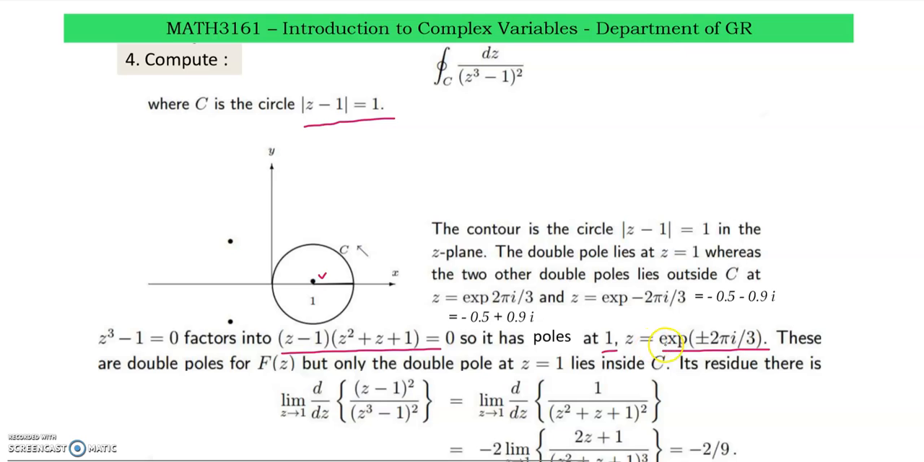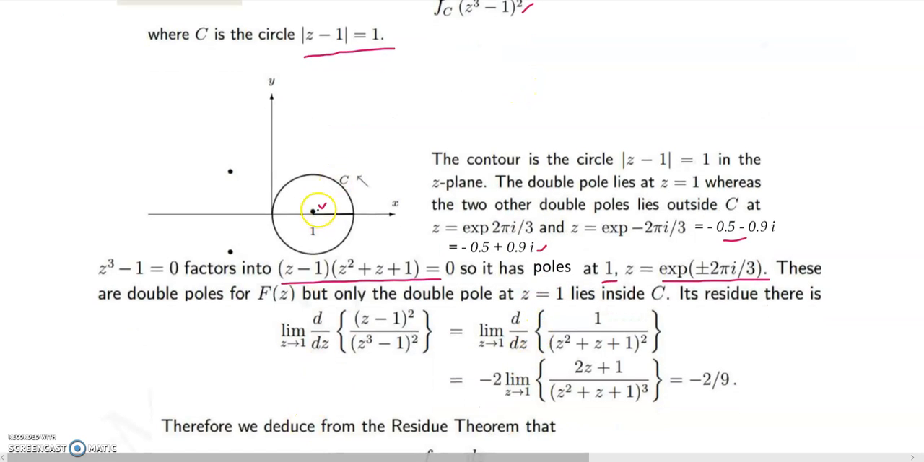Okay, now what is the other z equal to? Exponential of plus or minus 2 pi i by 3, which means z equal to minus 0.5 plus 0.9 i. This is another pole, and all the poles are of order 2, that is sure. Now you see here, this is the only one pole inside C. These two poles, this one and this one, are outside C. So you cannot find the residue. No need to find the residue.